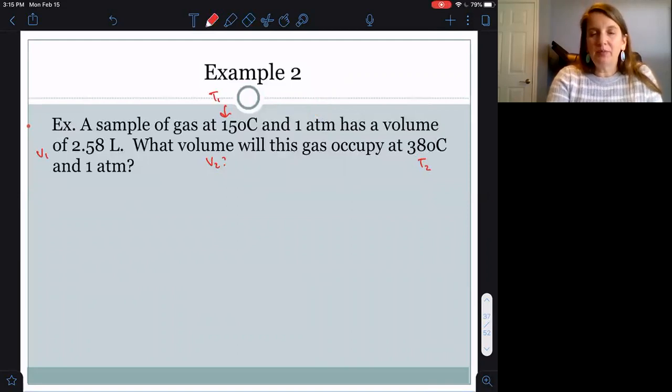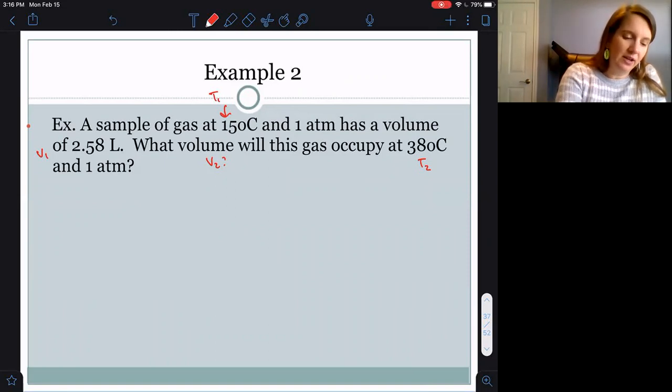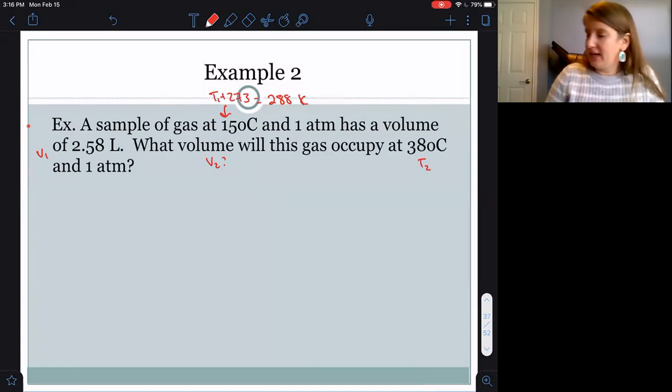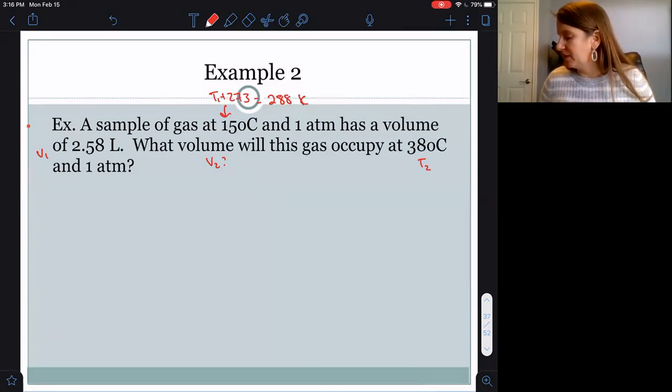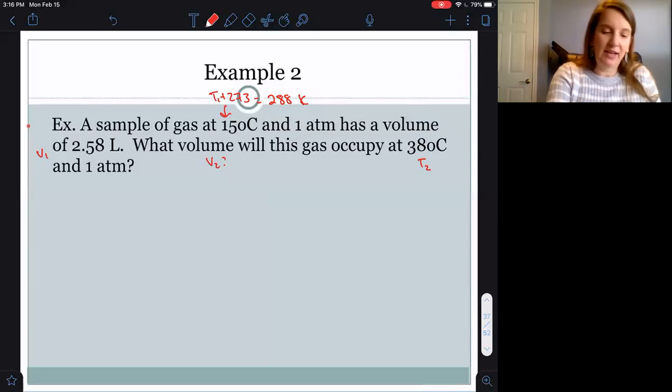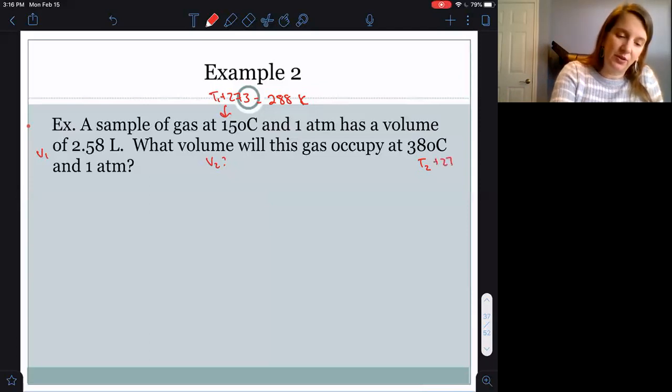Now when you do these problems, remember the temperature always has to be in Kelvin. The temperature always has to be in Kelvin. So that means we have to add 273 here. So our T1 is actually 288 Kelvin. And we have to add 273 to this one also, and that is 311 Kelvin.